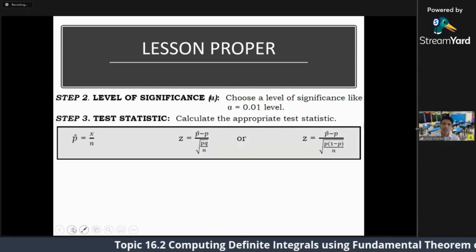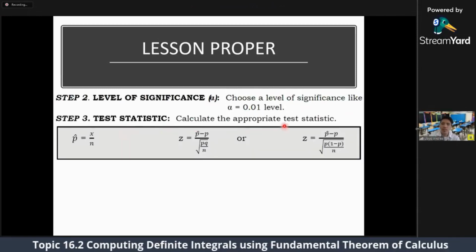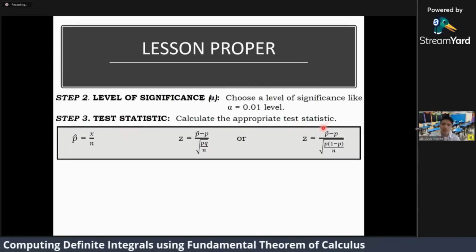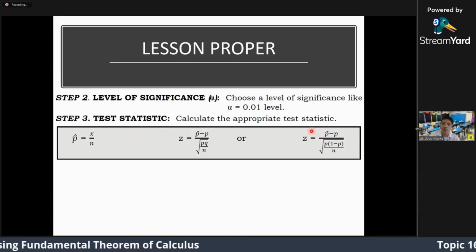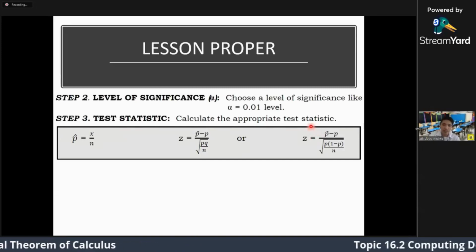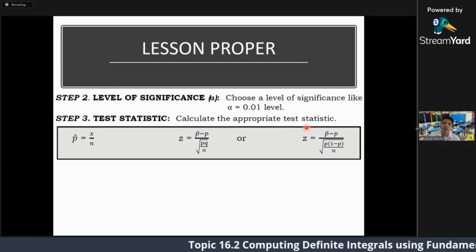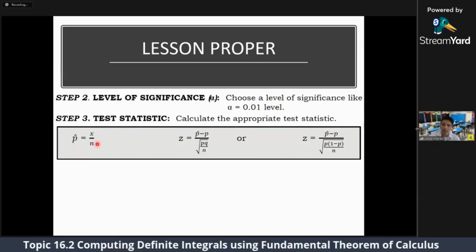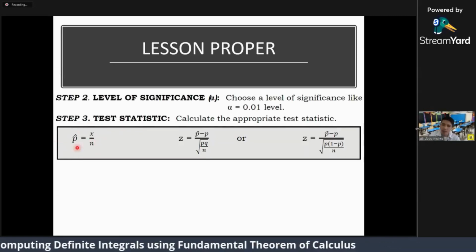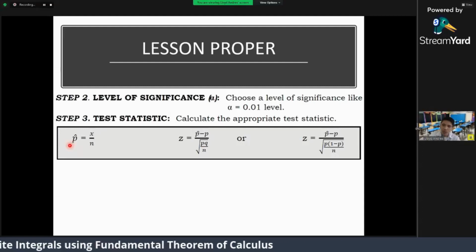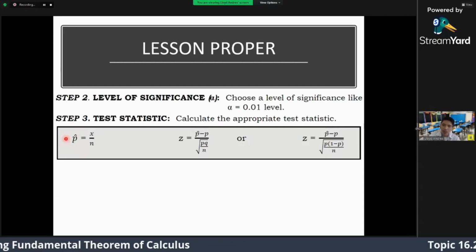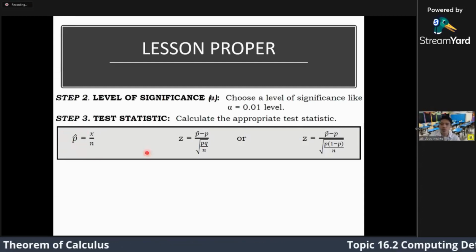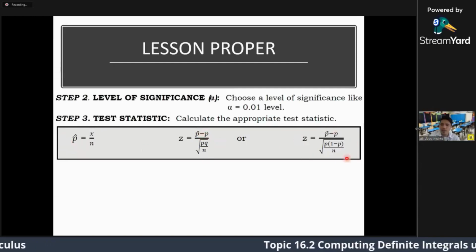Next is calculate the appropriate test statistic. Usually the population proportion is given. The sample proportion may or may not be given. If it is not given, you solve it using the formula x over n. Then if you have the population proportion and the sample proportion, you can also solve using this formula.